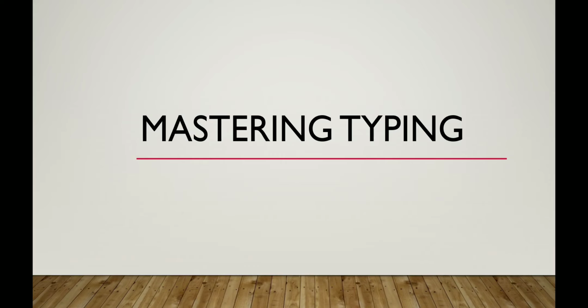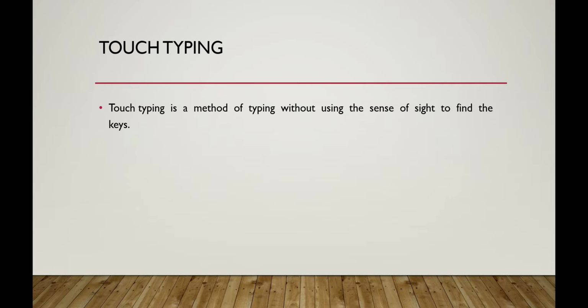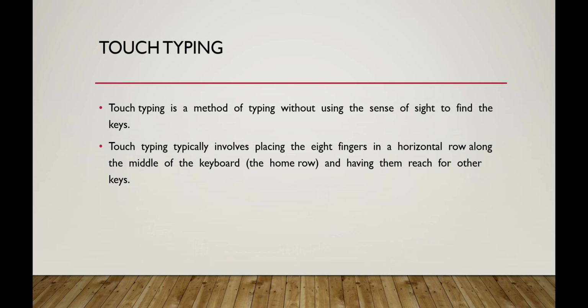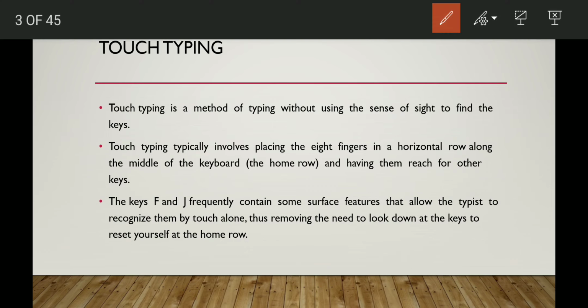In this session, we are going to learn how to master typing. To master typing, touch sense is used. We don't use our sense of sight, we use touch sense. First of all, we have to find the keys F and J, as they have surface features on them, right?